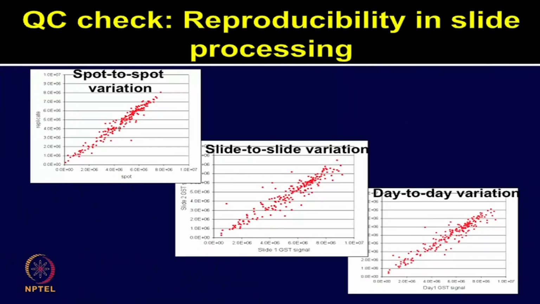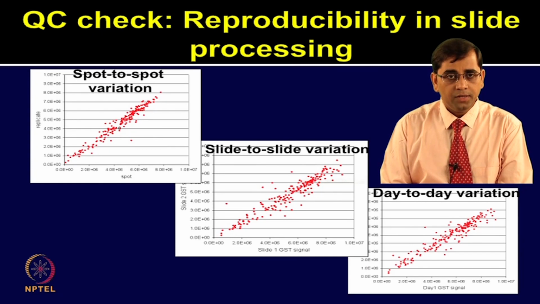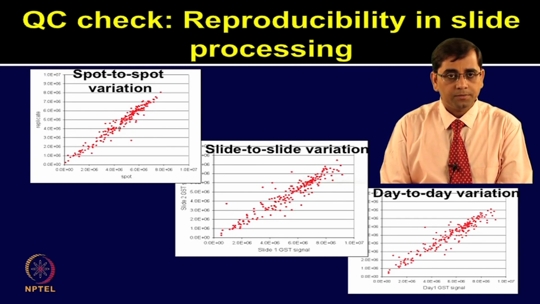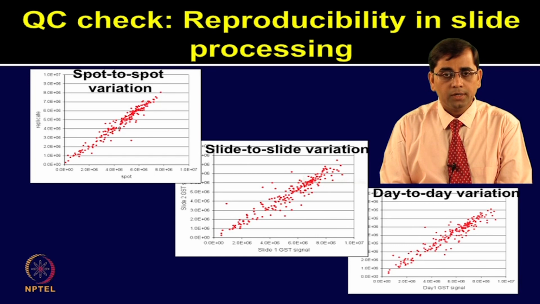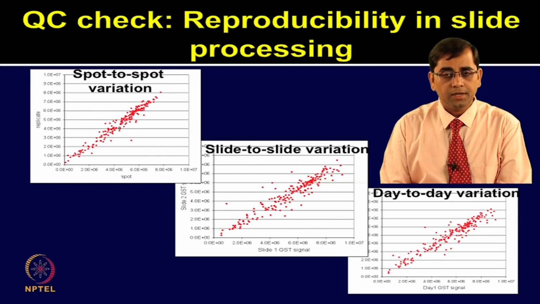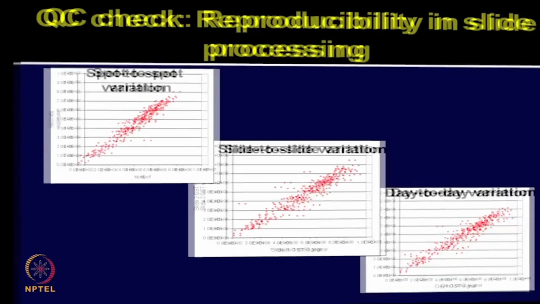So, batch to batch coefficient of variation, sample to sample CV as well as replicate CV should be calculated. Now, once you have looked at day to day variations, then also look at other types of variability such as spot to spot, slide to slide and day to day. Again, plot it as shown in this graph. It shows that NAPPA arrays are quite reproducible.